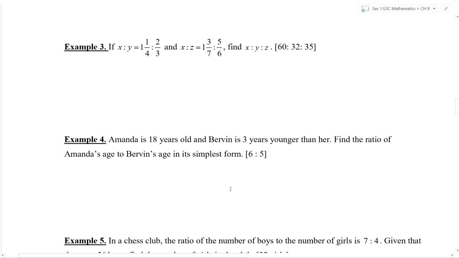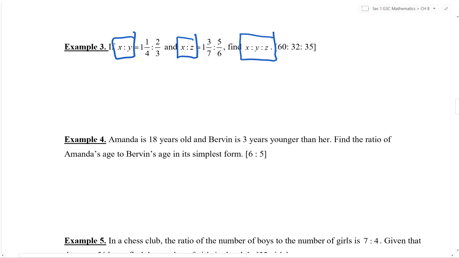Okay, next, example number 3. This is a case where we have two ratios, x to y, and the other ratio is x to z. And we need to combine all of them into one single ratio, x to y to z. To do so, we will want to rewrite x to y in a form that doesn't have the fraction. We also want to do so for x to z.